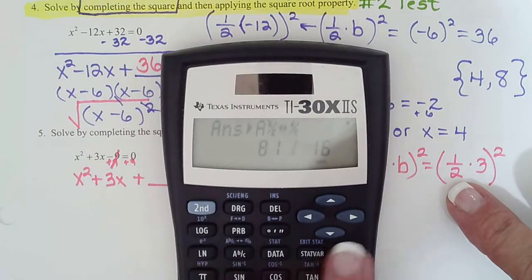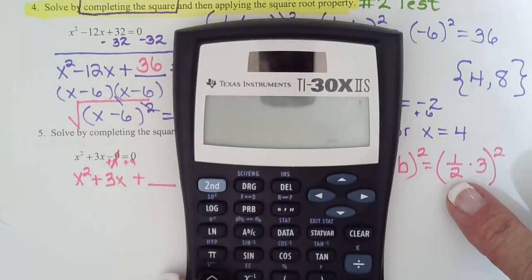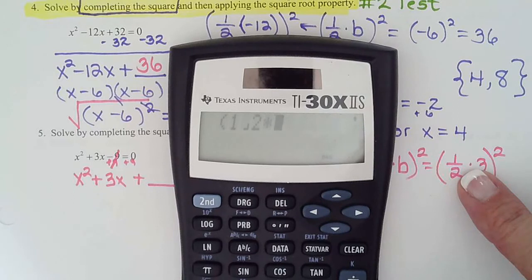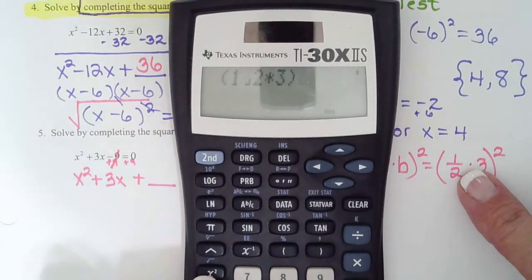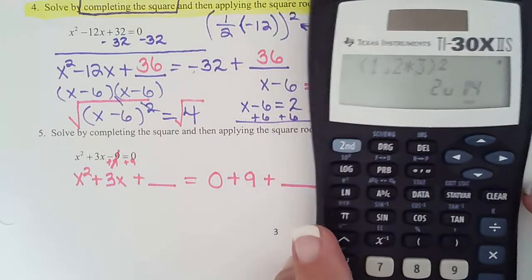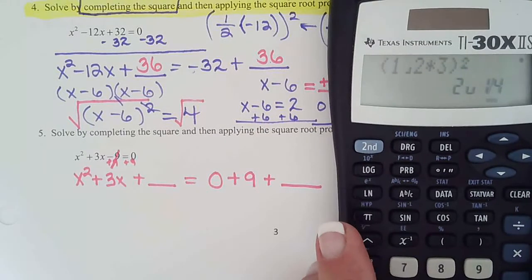So we don't want a decimal. So we have parentheses, 1 fraction bar 2, times 3, close the parentheses, and then hit your x squared, which is right here below the caret. And that leaves us with 2 1/4. But we don't want a mixed number.